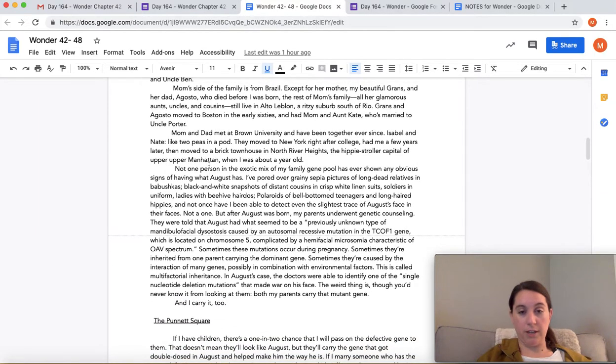Mom's side of the family is from Brazil. Except for her mother, my beautiful Grands, and her dad Augusto, who died before I was born. The rest of Mom's family, all of her glamorous aunts, uncles, and cousins, still live in Alto Leblon, a ritzy suburb south of Rio. Grands and Augusto moved to Boston in the early 60s and had Mom and Aunt Kate, who's married to Uncle Porter. Mom and Dad met at Brown University and have been together ever since. Isabel and Nate, like two peas in a pod. They moved from New York right after college, had me a few years later, and then moved to a brick townhouse in North River Heights, the hippie stroller capital of upper Manhattan, when I was about 1 year old.